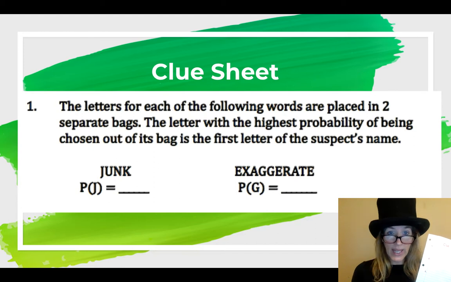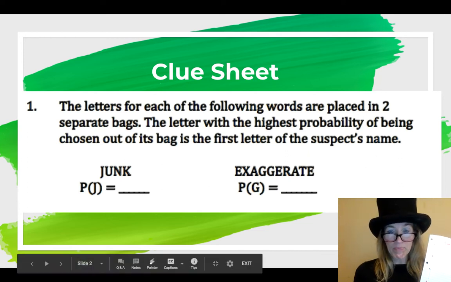So you'll just walk yourself through the Google slides. Question number 1 is just going to ask you to find the probability of J. So you're going to find the probability that J occurs in this 4-letter word, and then how many times G occurs. What is the probability that G is going to happen? So then you're going to answer the question in problem number 1.